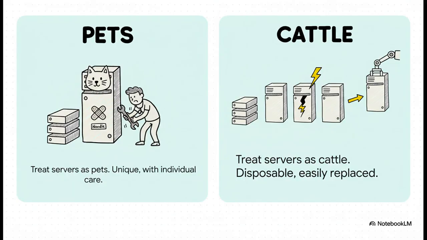Now, to really get why Kubernetes is such a big deal, you have to understand this mindset shift known as the pets versus cattle analogy. See, in the olden days, our servers were like pets. We gave them names, we cared for them, and if one got sick, we'd spend hours nursing it back to health. But in the cloud-native world, servers and containers are like cattle. They're identical, they're anonymous, they're disposable. If one fails, you don't fix it, you just replace it with a new one instantly. The whole system isn't designed to avoid failure, it's designed to handle failure gracefully and automatically.